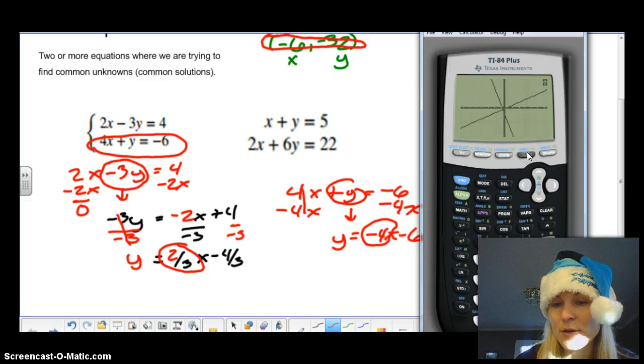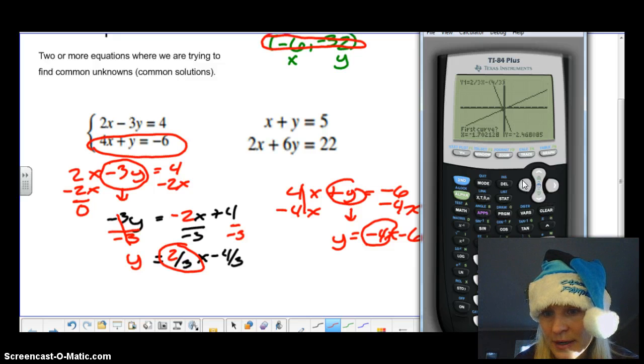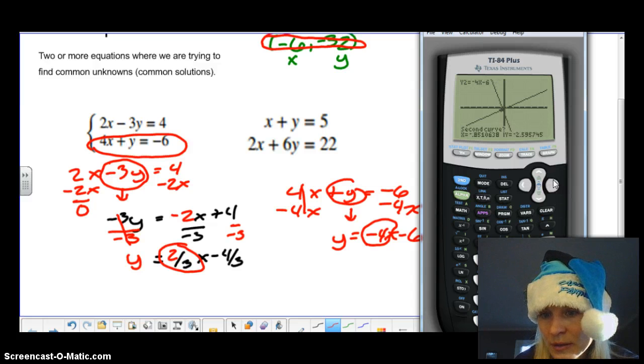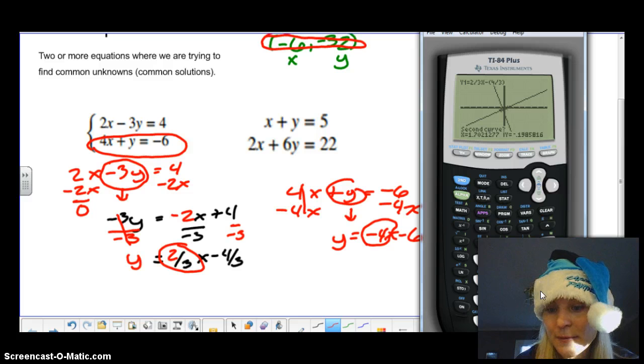So we're going to do the second calc. Go down to intersect. And again, I have to give it somewhere to start. So I'm going to put it a little bit to the left of where I think it is. Hit enter. And then put it a little bit to the right maybe of where I think it is. It's right in there. And then I tell it to guess. Enter, enter.